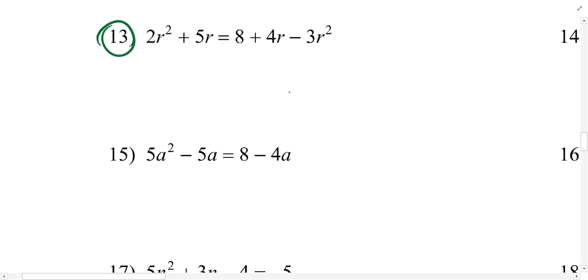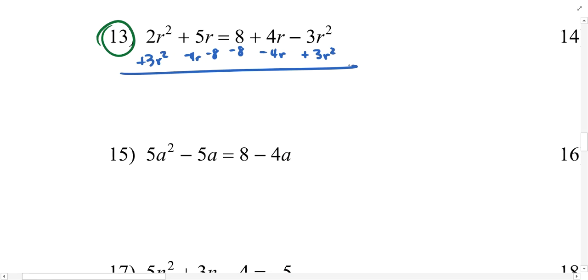With number 13, again, we need to move all terms to the left-hand side. So I'm going to do this all in one shot. I'll subtract 8 from both sides of the equation. I'll have to subtract 4r from both sides of the equation, and I'll have to add 3r squared to both sides of the equation. Doing so will effectively cancel all of these terms on the right side, and we'll be left with 0, which is what we're after.